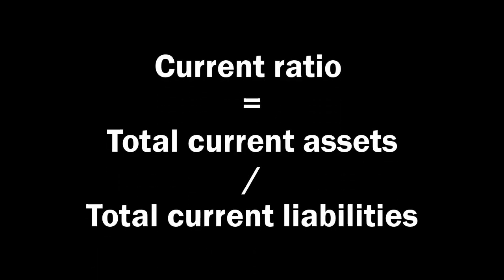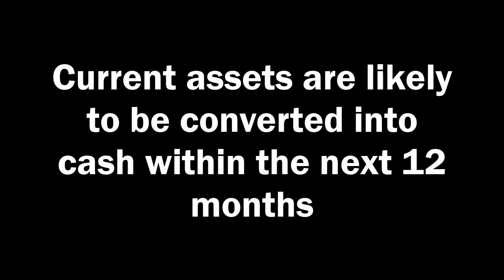Our first liquidity ratio is the current ratio, also called working capital ratio. The current ratio compares a company's current assets to its current liabilities. The current ratio equals total current assets divided by total current liabilities. Current assets are assets that are likely to be converted into cash within the next 12 months, such as marketable securities and accounts receivable. Current liabilities are liabilities that are due within the next 12 months, such as accounts payable.